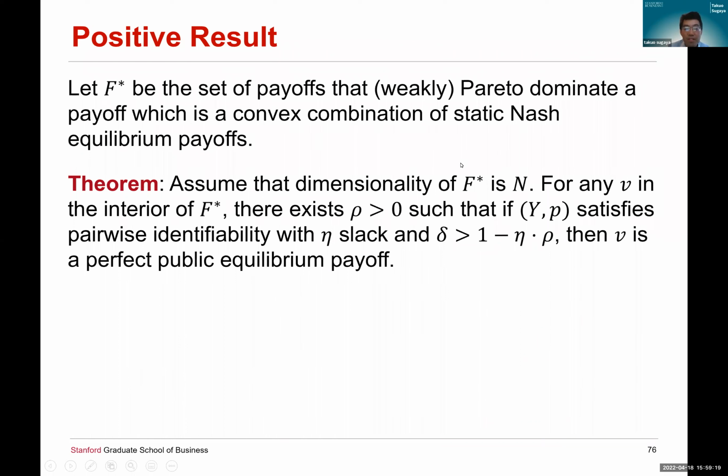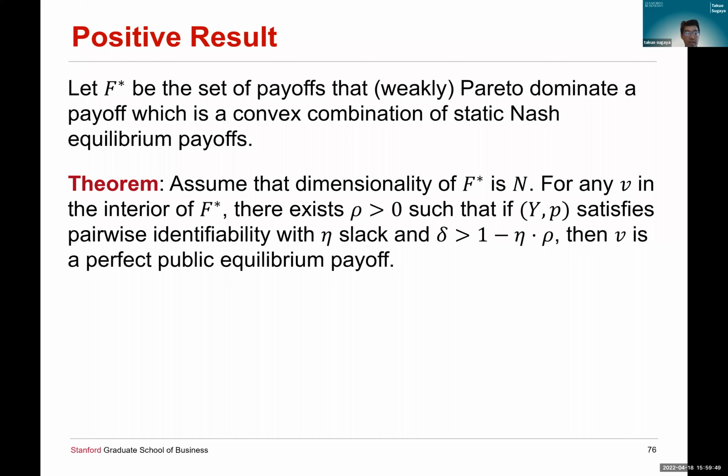So fix F star. Then for any V in the interior of F star, there exists a sufficiently small constant rho such that if a signal satisfies pairwise identifiability with eta slack, and delta is sufficiently large so that one minus delta divided by rho times eta is sufficiently small, then V is a perfect public equilibrium.